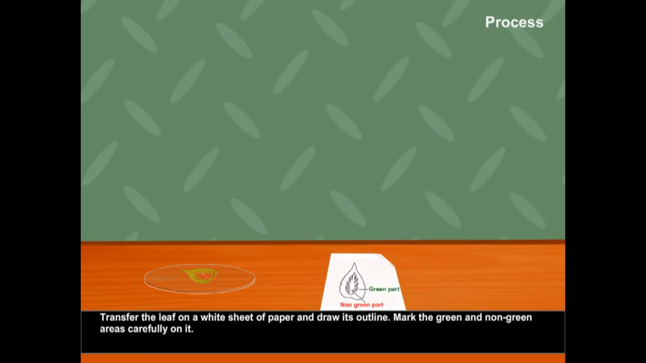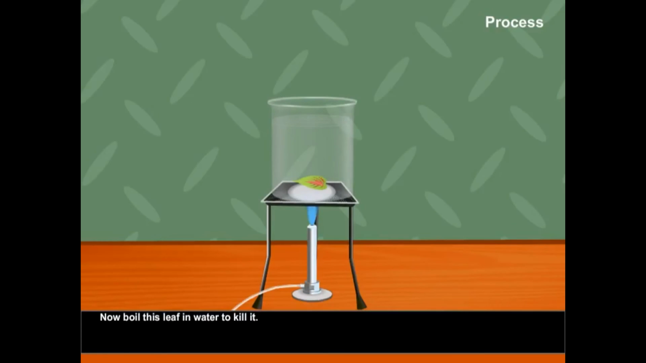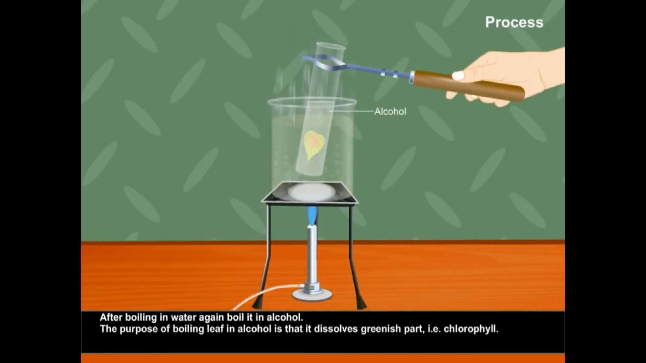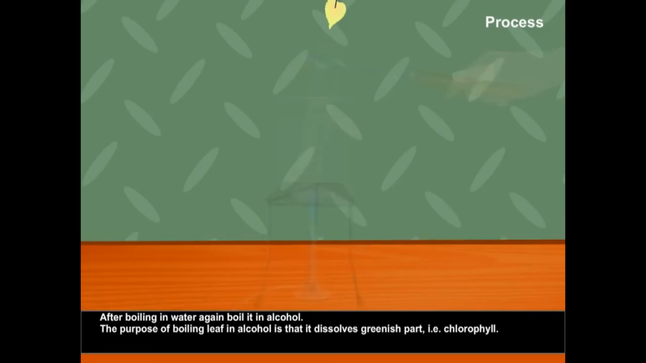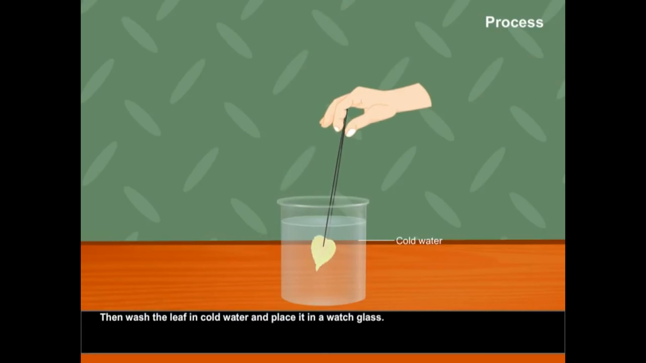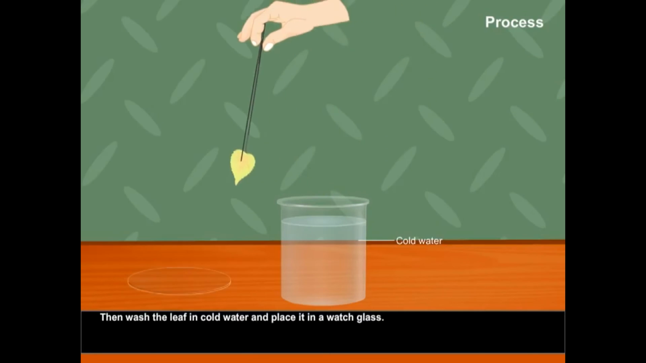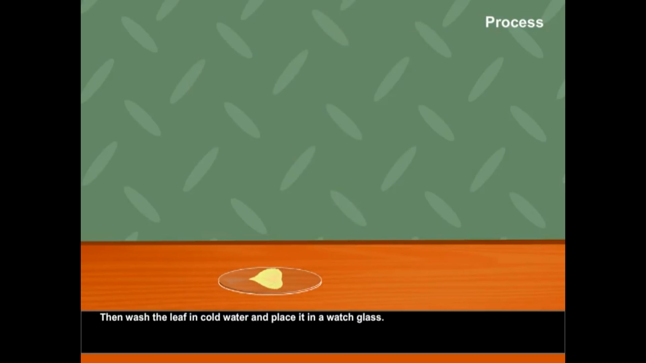Now, boil this leaf in water for a few minutes. After boiling in water, again boil it in alcohol. The purpose of boiling the leaf in alcohol is that it dissolves the greenish part, that is chlorophyll. Then wash the leaf in cold water and place it in a watch glass. Now pour some drops of iodine solution over it.